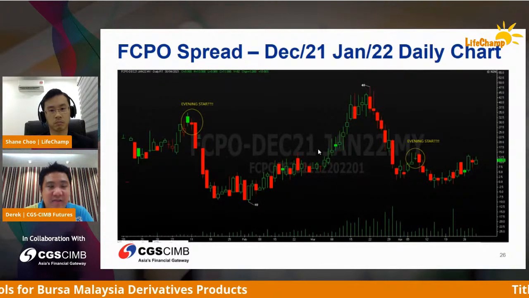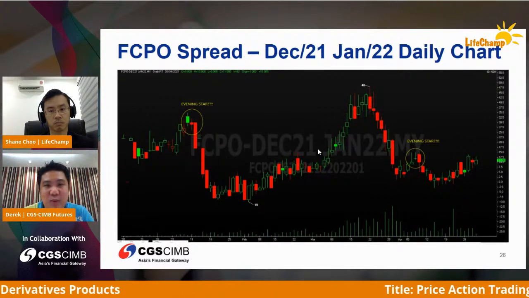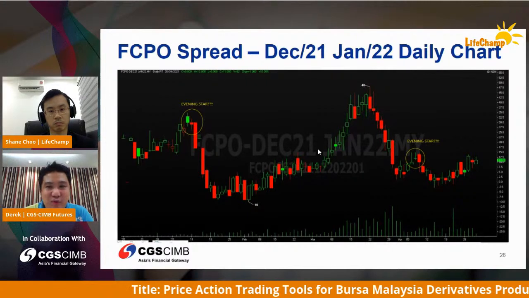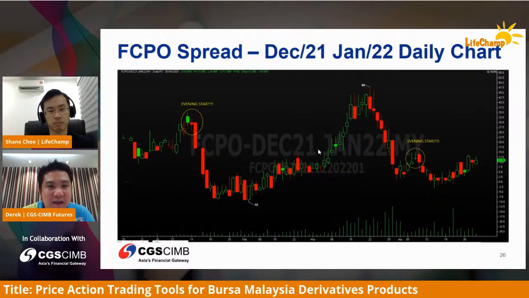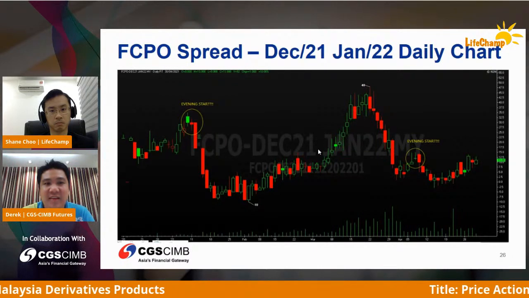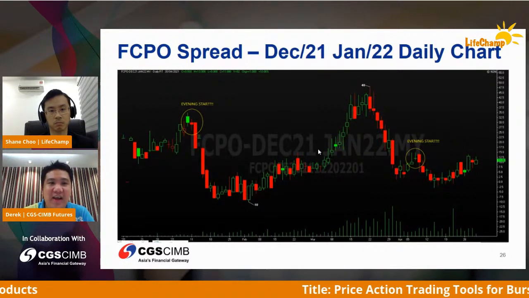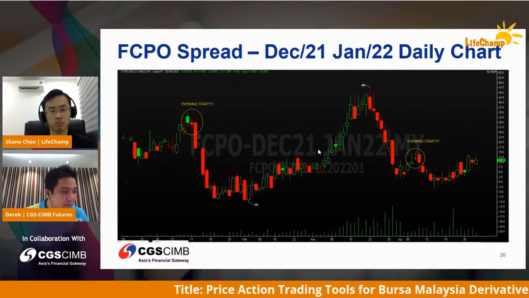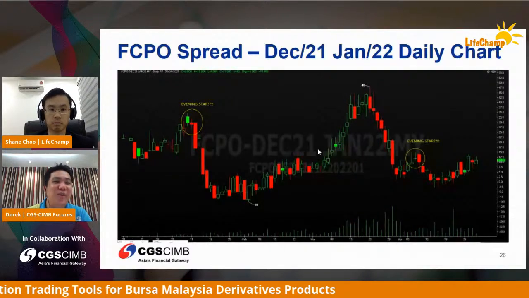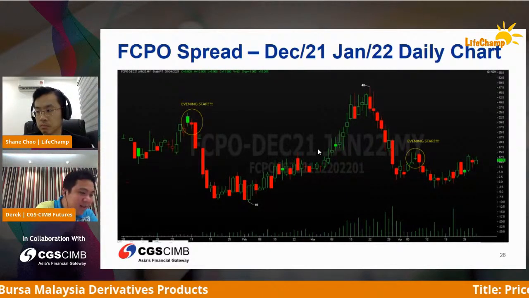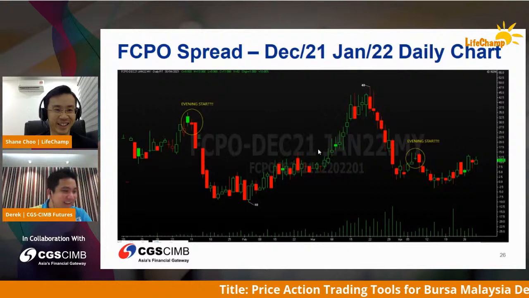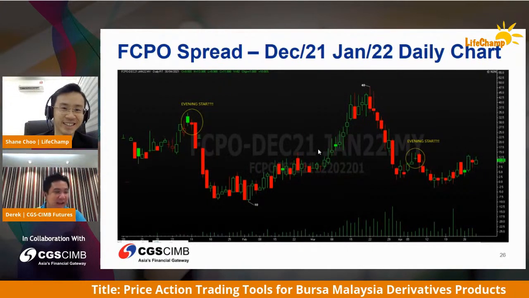This is the CPO spread, Dec 21 and Jan 22, on a daily chart. You can see the two question marks. Do you think the first one is considered an evening star? If you think it is, you can write yes or no and let me and Shane know. Just a small exercise. Yes or no?